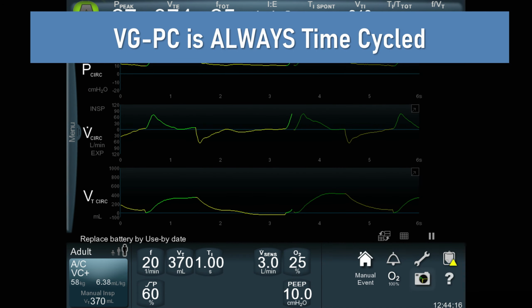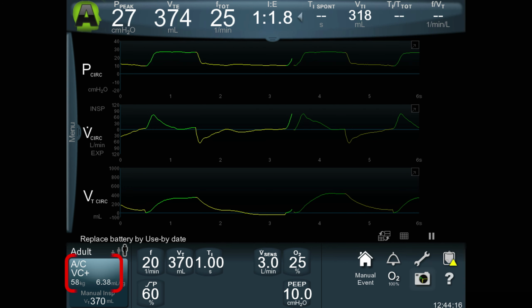The other mode that's worth talking about is volume guaranteed pressure control. This is a mode we will discuss in tutorial 6. And it's always time cycled. On the Puritan Bennett ventilator, this mode is called AC VC+, and you can see here it's known as pressure regulated volume control on the Servo.